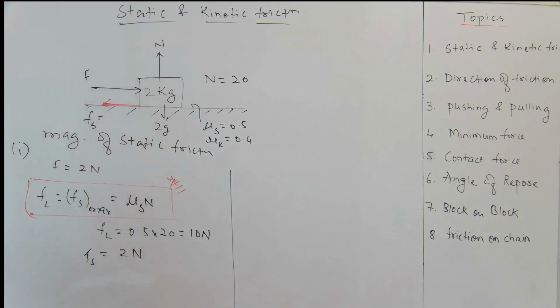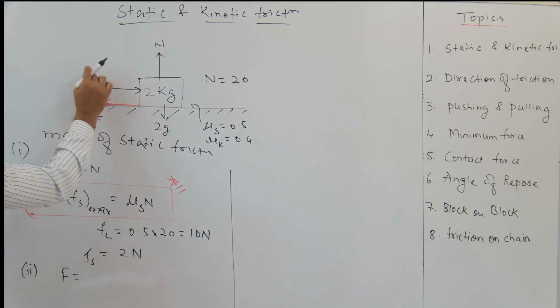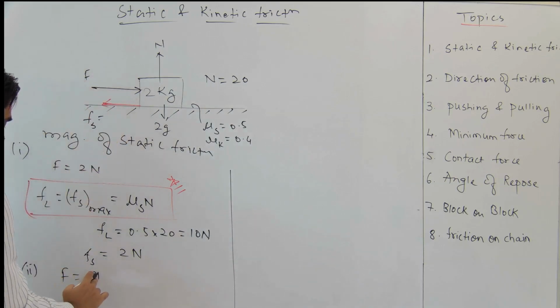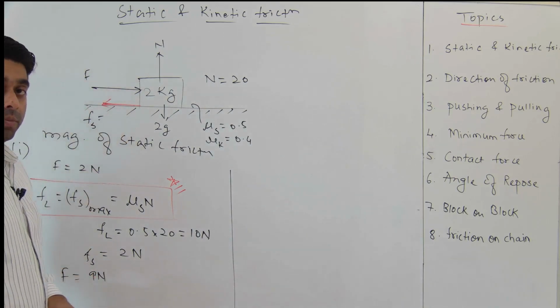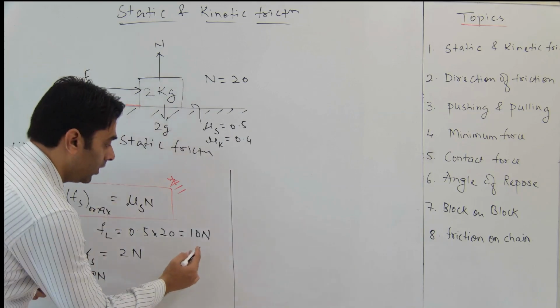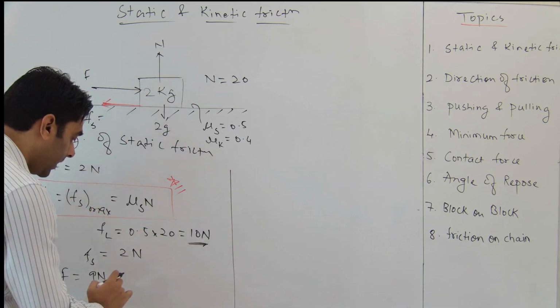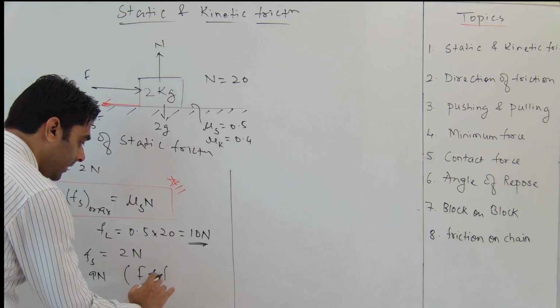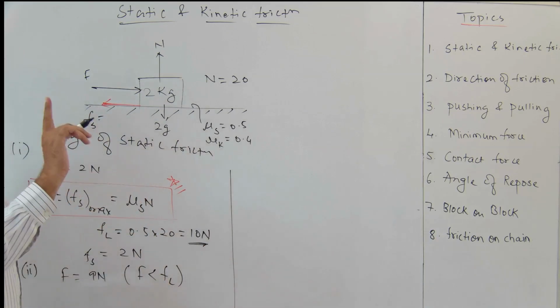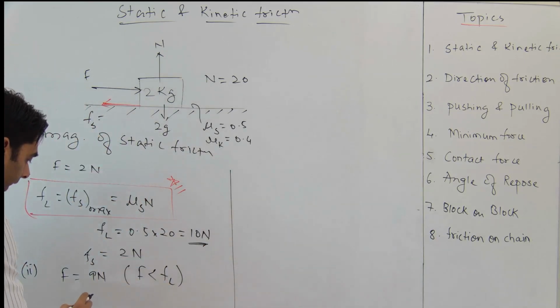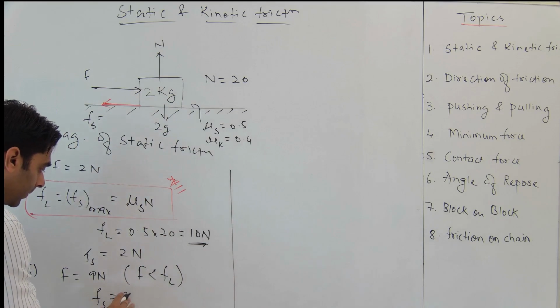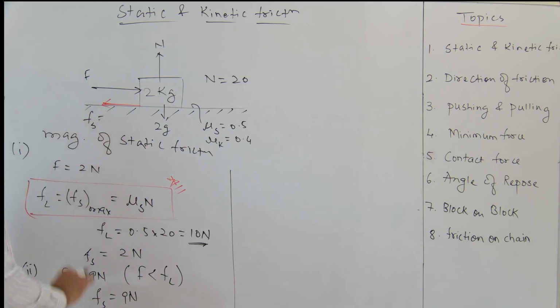Let's consider another situation. Let's say this F value is 9 Newton. Is 9 Newton more than limiting or less than limiting? Your limiting friction is 10 Newton. Obviously, it is less. So the external force is less than limiting friction, then the block will not move. The block will not move, and static friction over here will be 9 Newton only.